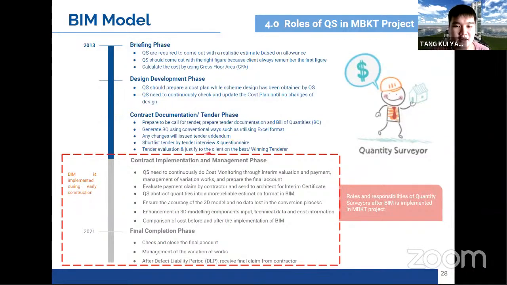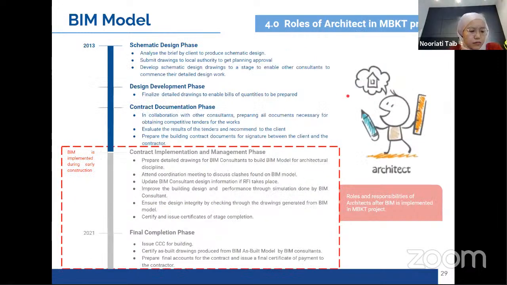Then the BIM will only start to be implemented during the early construction phase. QS will assist in monitoring the cost through interim valuation and payment, management of variation works, and prepare the final account at this stage. In short, QS has to be well versed in design modeling development, identify quantities at specific levels, and manipulate models. All right, I will pass to Aki.